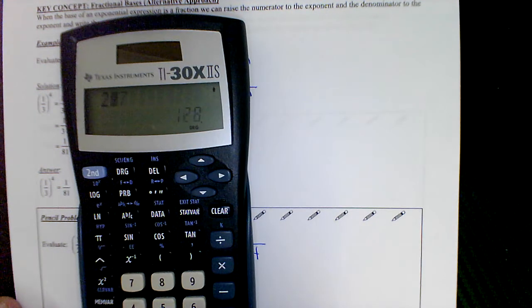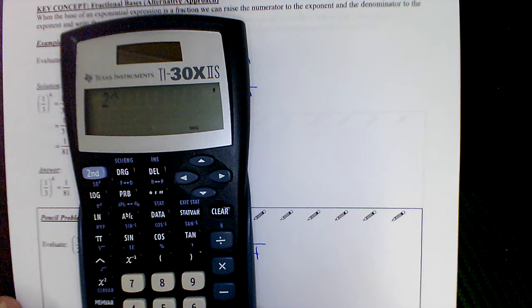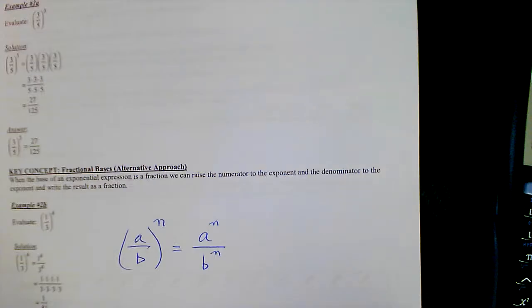Enter the base of 2. The caret exponent key. Exponent of 6. Press enter. And it does the work for us. So 64. So 1 over 64.